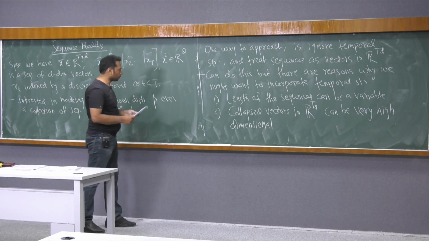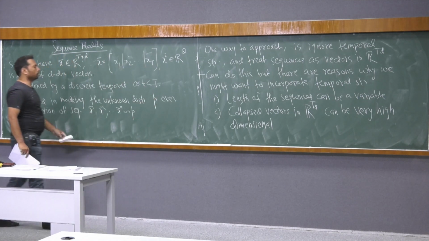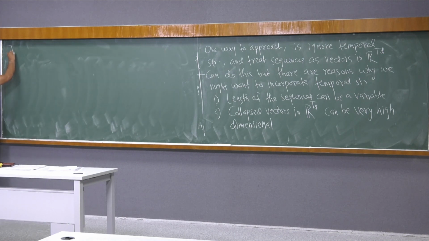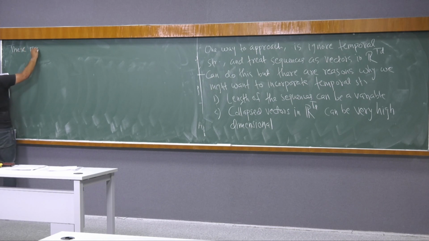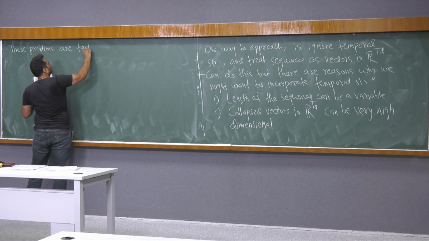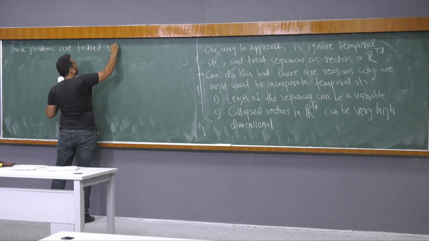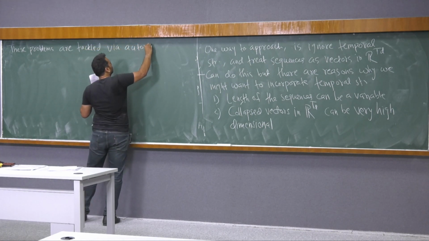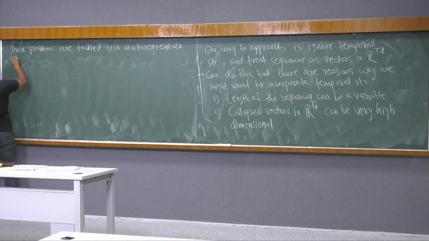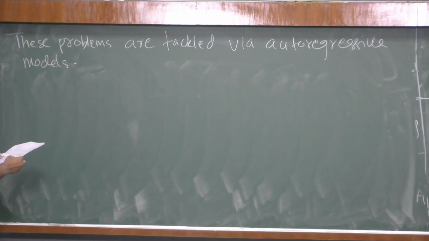So these concerns 1 and 2 are tackled via so-called autoregressive models. These problems are tackled via autoregressive models. So what is an autoregressive model? We can slowly build the maths part of this.